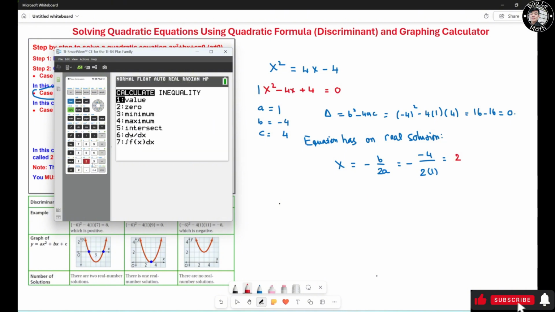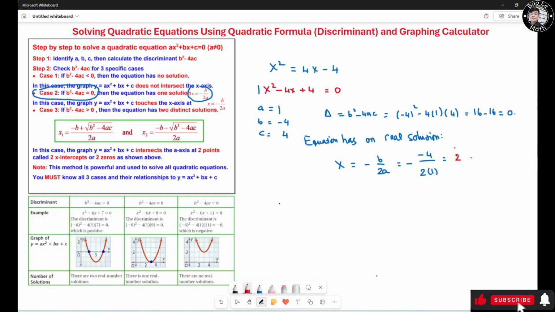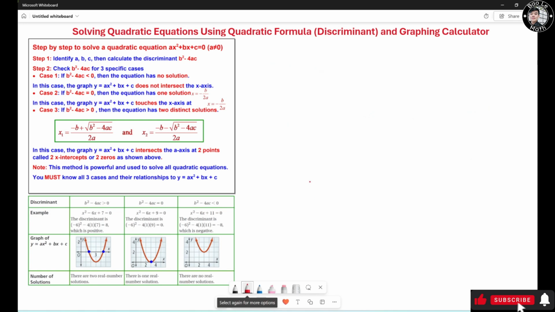Hit number 2, zero. Move your cursor to the left-hand side of the zero, hit enter. Move your cursor to the right of the zero, hit enter. Move the cursor inside the two lines right here, hit enter. And the zero is 2 right here. Alright. Now let's move on to the next example.